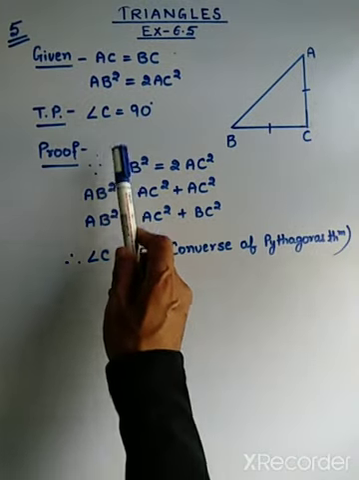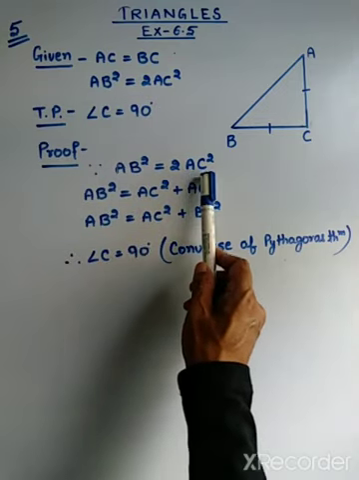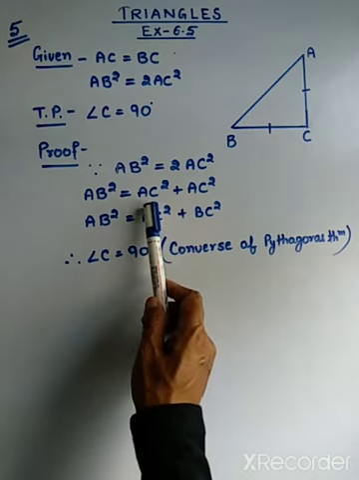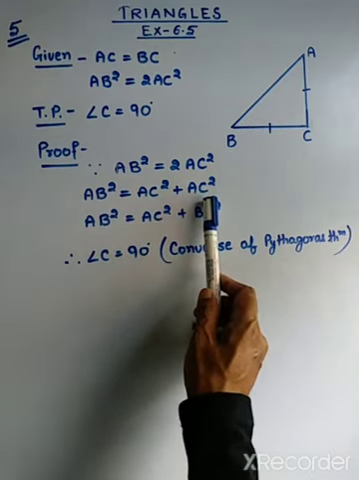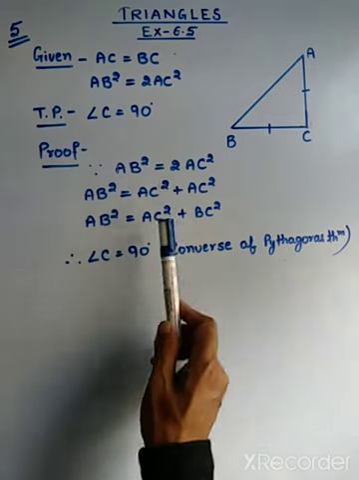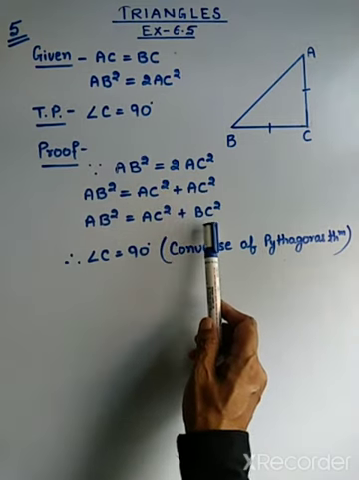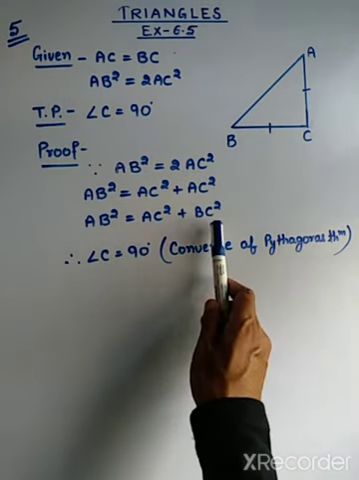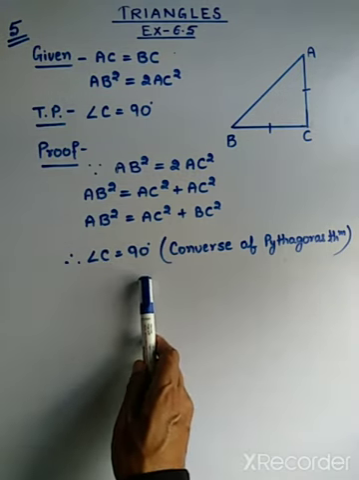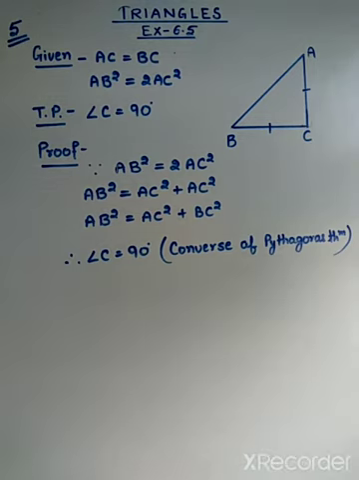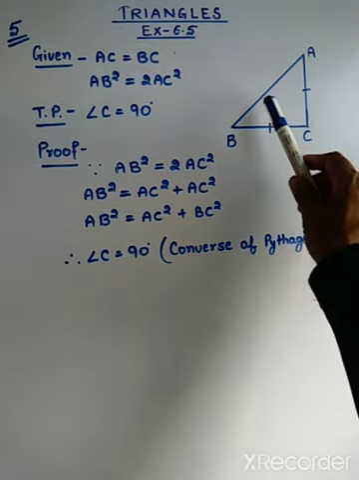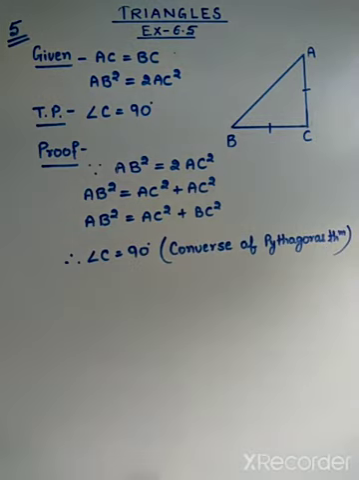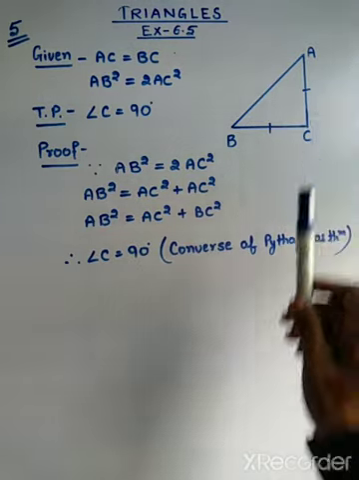Since it is given that AB square equals twice AC square, AB square equals, in place of twice AC square, we can write AC square plus AC square. As it is given AC equals BC, in place of one AC square, we can write BC square. So AB square equals AC square plus BC square. Therefore, angle C equals 90 degrees using converse of Pythagoras theorem, which is if square of one side is equal to sum of the squares of other two sides, then the angle opposite to first side is a right angle.